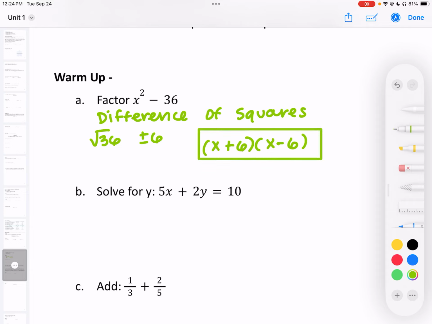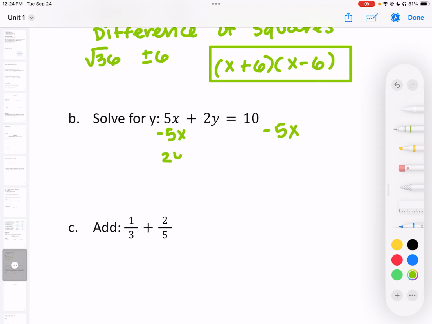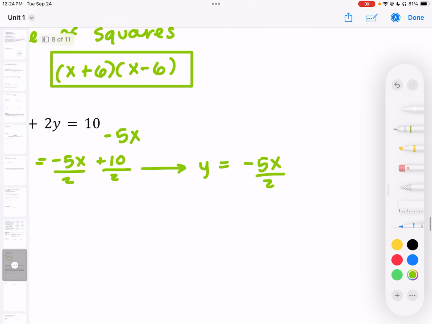Okay, if we want to solve this next one for y, we're really just isolating y. Go ahead and subtract 5x. We have 2y equals negative 5x plus 10. I'm just writing all sorts of numbers today. And we're going to divide everything by 2. And we end up with y equals negative 5x over 2 plus 5.